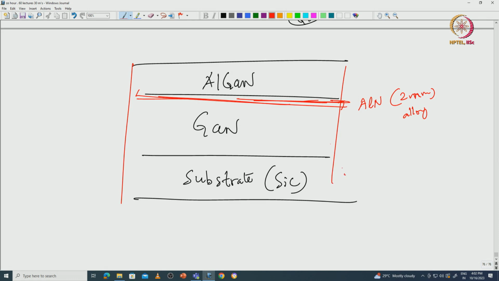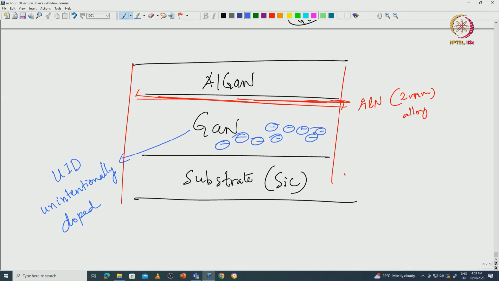Okay. Now, here the main problem is that gallium nitride is always UID. UID stands for unintentionally doped, which means there is a lot of background carrier. I would not say a lot, but there is a reasonable quantity of background carrier. This inherent background carrier comes because of impurities that get incorporated in the crystal growth.